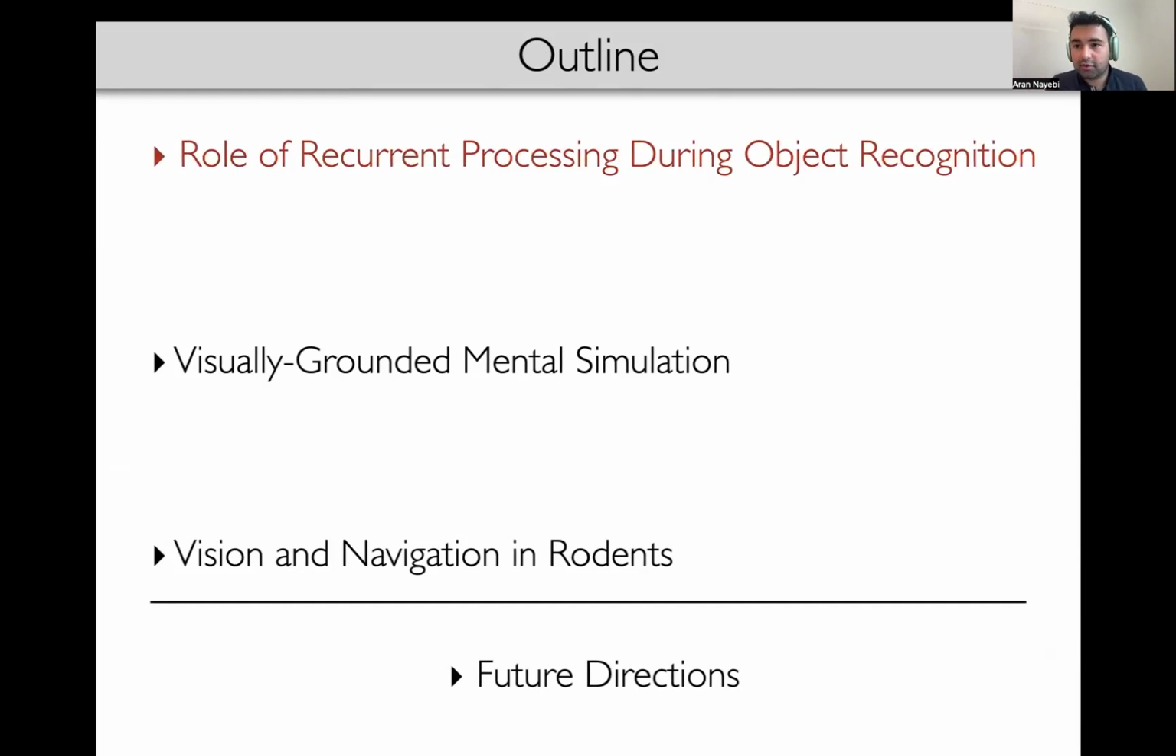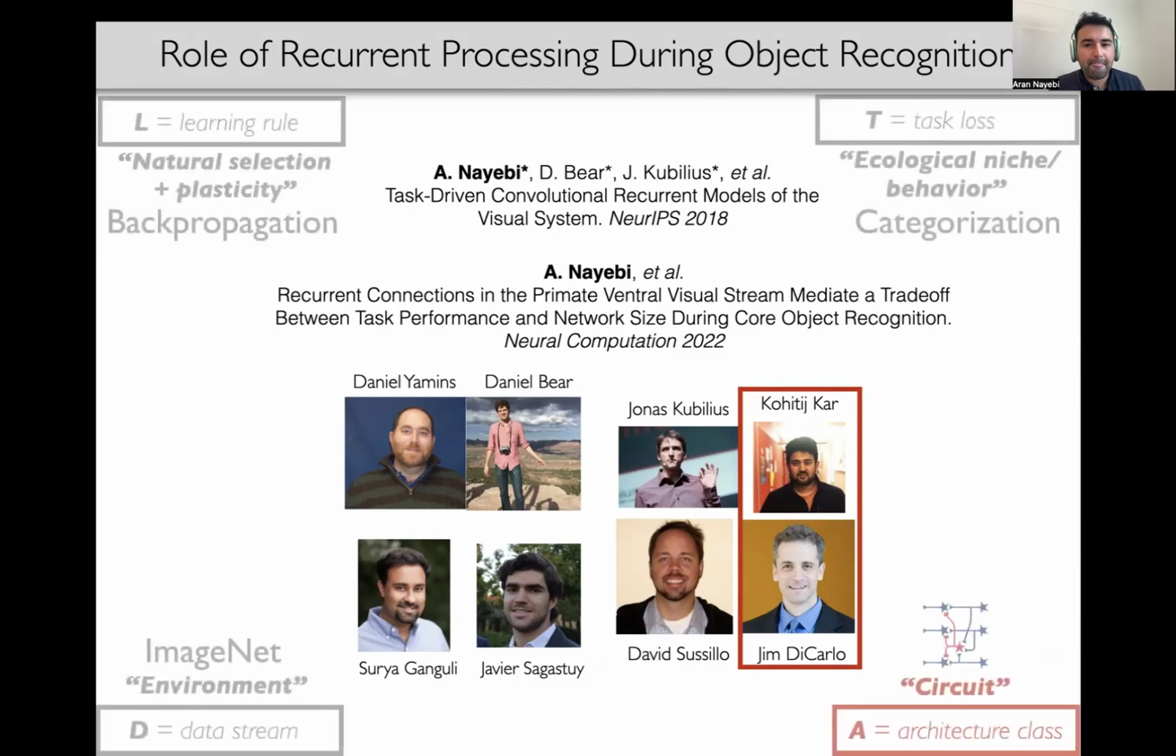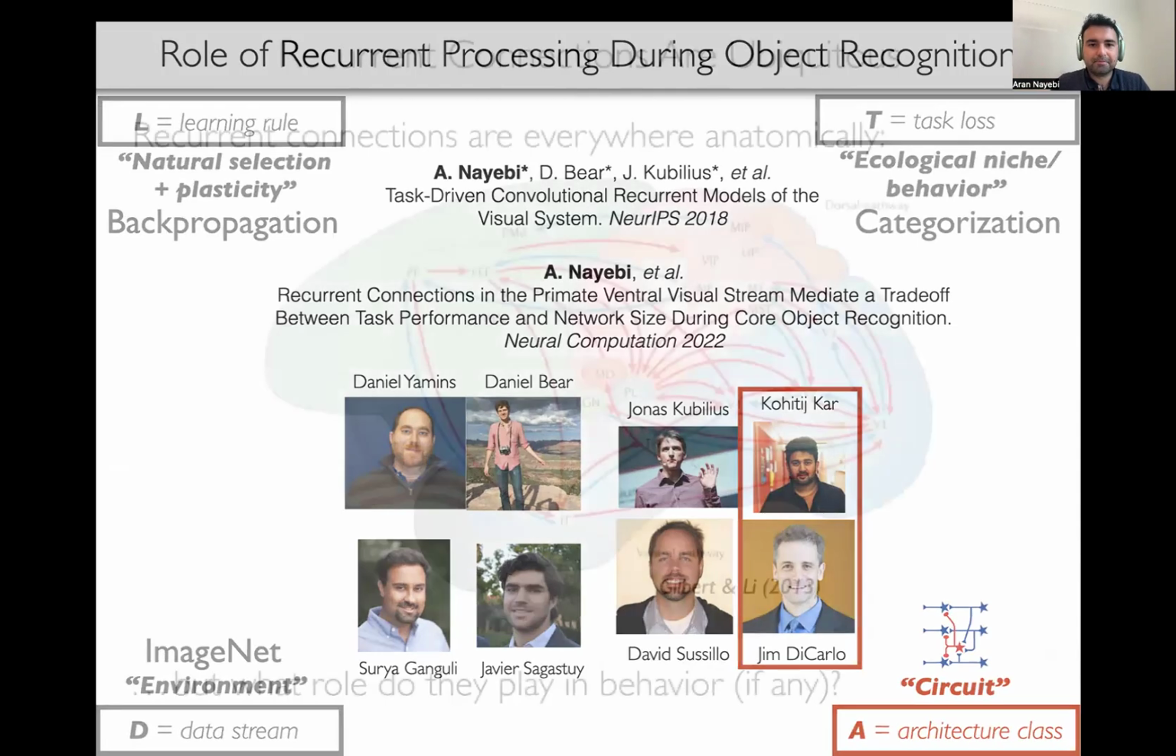So just to start with the role of recurrent processing, this was work that was actually done over the course of a number of years with many collaborators, and started as a modeling paper in NeurIPS, and then later a comparison to actual brain data from Jim DiCarlo's group, specifically data that was collected by Kohitij Kar that came out in 2022. And this will primarily involve mostly modulating the knob of the architecture class or circuit in terms of the questions that we're asking, holding the other things fixed from the CNN picture that I showed you earlier.